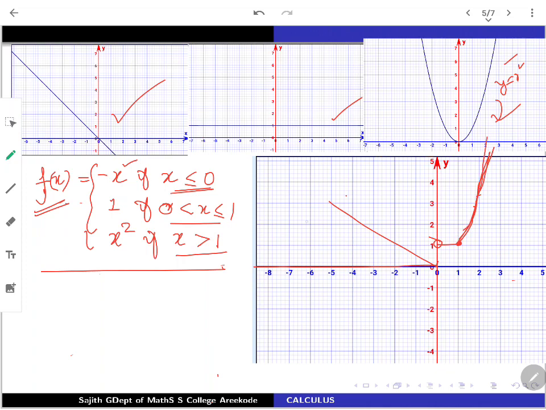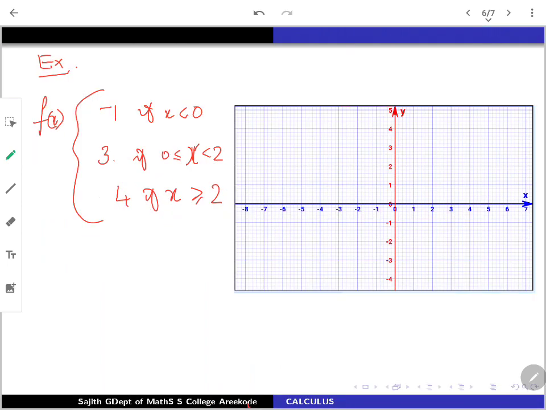Okay, so these three pieces combined well will give you the graph of this function f of x equals minus x for x less than or equal to 0, in between 0 and 1 it is 1, then x squared if x is greater than 1. One can also consider another example.